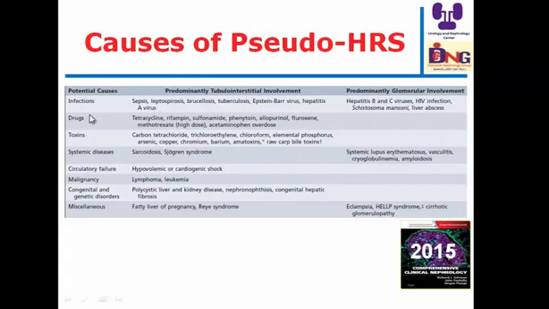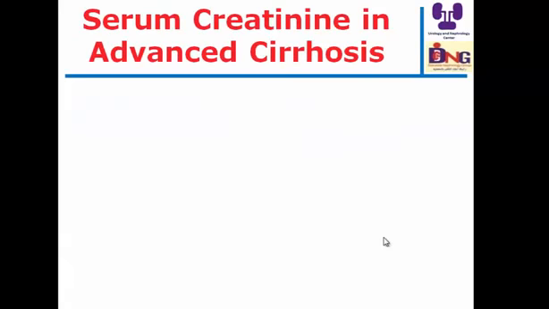schistosoma. Drugs, like all these drugs, can lead to interstitial nephritis. Toxins, like all these, can lead to interstitial nephritis. Sarcoidosis, Sjogren syndrome, a systemic disease, and here lupus, vasculitis, cryoglobulinemia, amyloidosis, circulatory failure, malignancy, congenital genetic defects, and miscellaneous causes here and there. So we should keep in mind the wide scope of differential diagnosis.